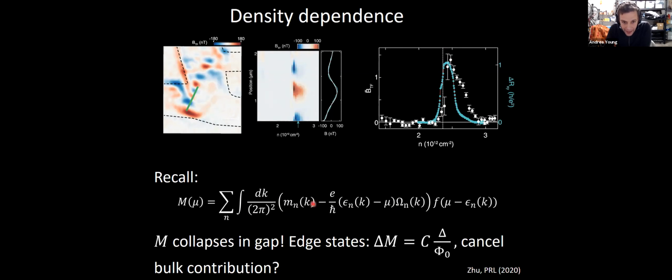So if you look at this formula, actually, it turns out that when you're inside a gap, you're not adding any electrons, and rather all the contribution comes from this chemical potential dependent part. And that chemical potential dependent part basically just measures the Chern number. So you expect in these systems a change in magnetization when you cross a Chern insulator gap, as that is simply the Chern number times the size of that gap divided by the flux quantum, in units, okay?